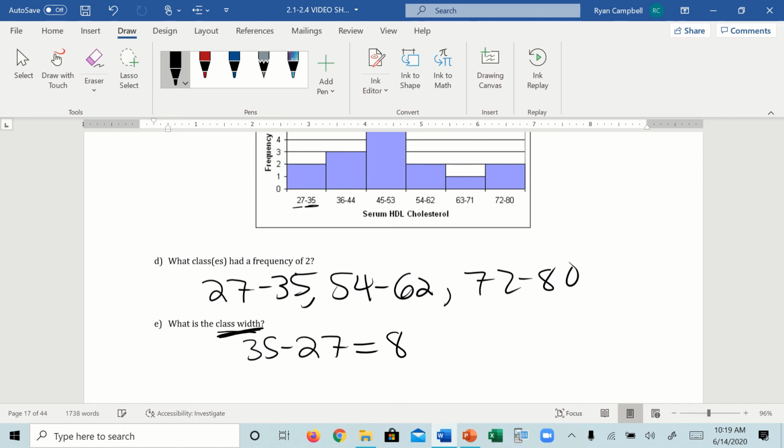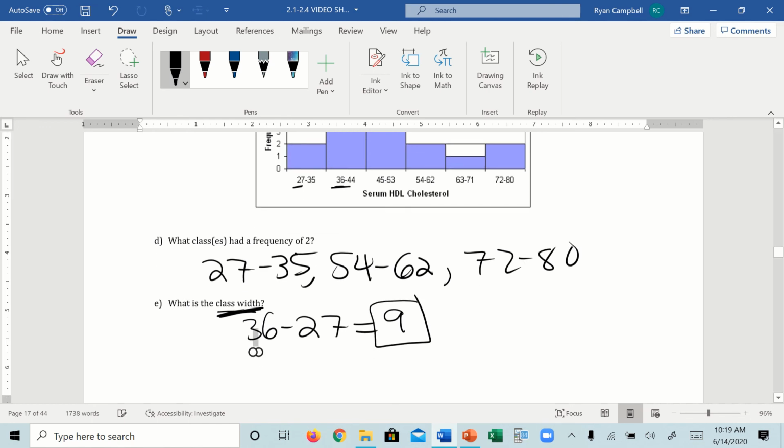However, what was the definition of class width? It's not within the classes, right? It's between different classes. So a class width is going to be 36 minus 27, which is 9. The class width in this case would be 9, not 8. Yeah, super easy to mess up.